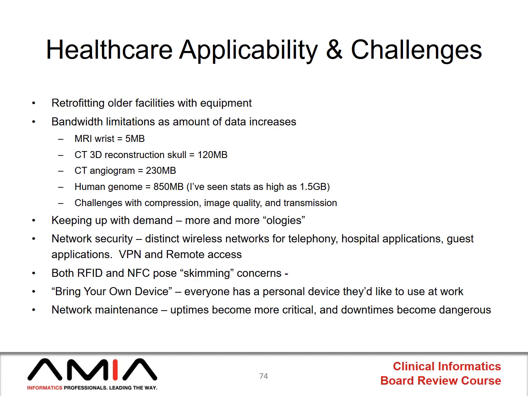The human genome is almost a gigabyte. I've seen stats as high as 1.5 gigabytes. And so we run into challenges with how to balance the compression of these with the actual quality that you receive.